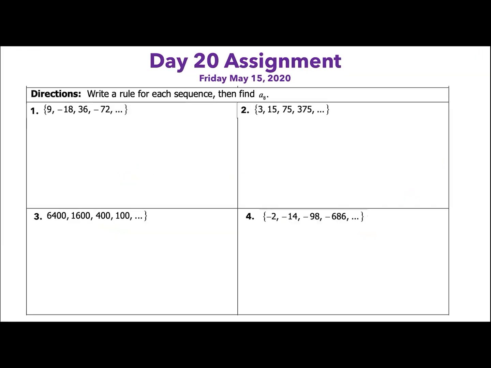Tomorrow I'm asking you to do these 4 questions. Make sure you use your notes from today to do tomorrow's lesson. And I will see you next week.